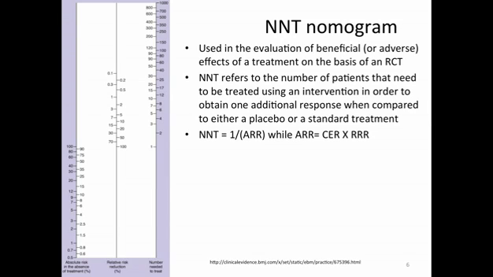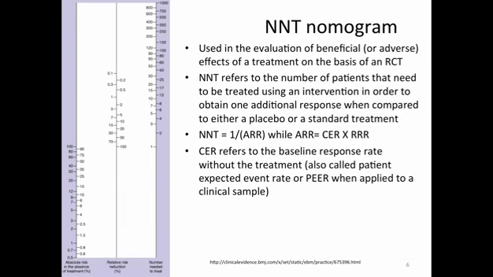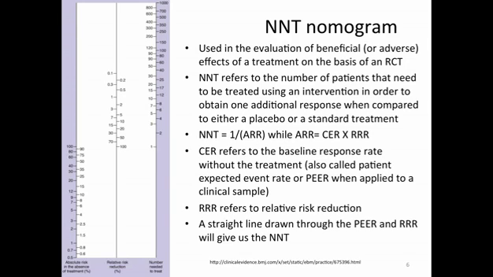NNT is nothing but the inverse of absolute risk reduction, ARR. ARR itself can be expressed as a product of CER and RRR. CER refers to the baseline response rate without the treatment. This is also called patient expected event rate, or PEER, when applied to a clinical sample. RRR refers to relative risk reduction. A straight line drawn through the PEER and RRR will give us the NNT.